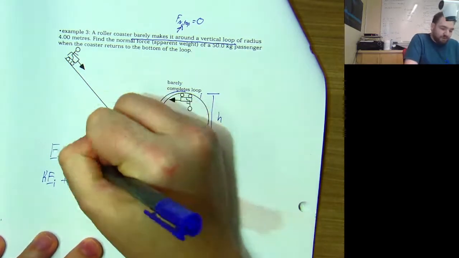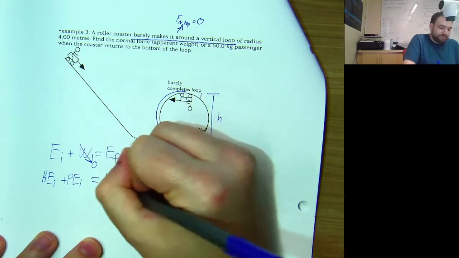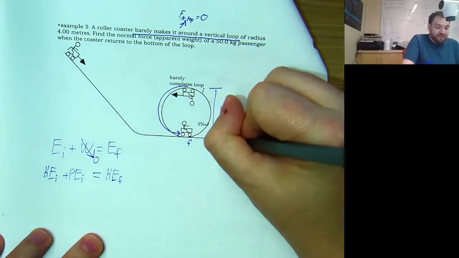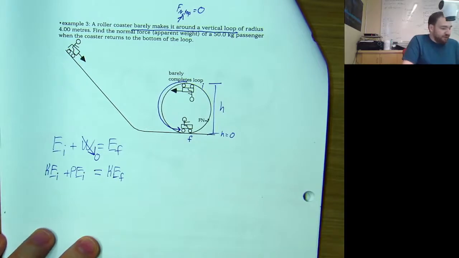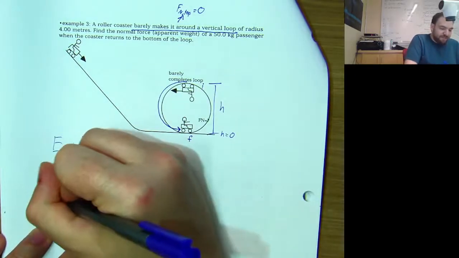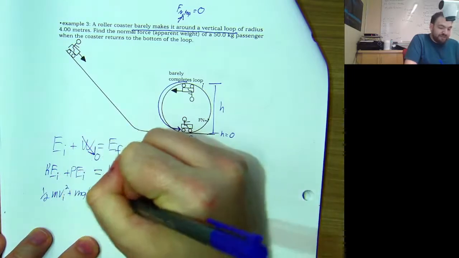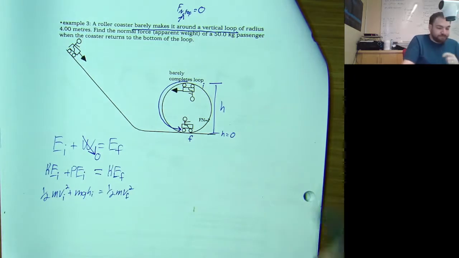So this is going to equal, what kind of energy does this guy have at the end? Only kinetic. If we called this height h equals 0, which is the smart thing to do, it's only got kinetic at the end. So half mv initial squared plus mgh initial equals half mv final squared. I cancel my masses.